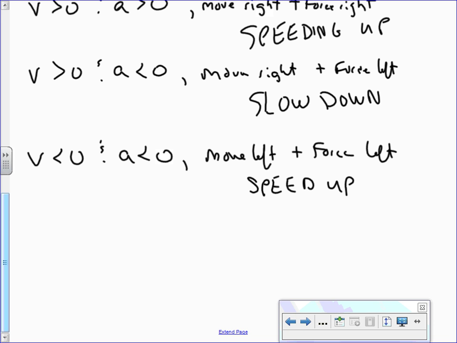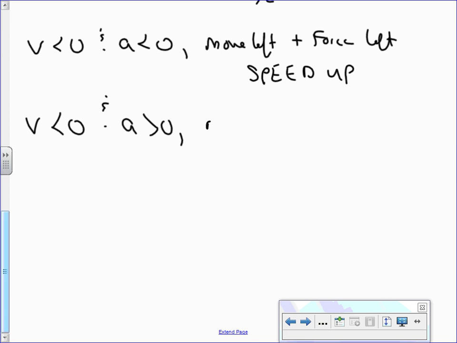And what's the last one? What have I not done? The velocity less than 0 and acceleration greater than 0. Okay. And in this case, I am trying to move to the left, or maybe down, trying to move down, and the force is applied in the other direction. The force is applied to the right. And once again, I am going to slow down.